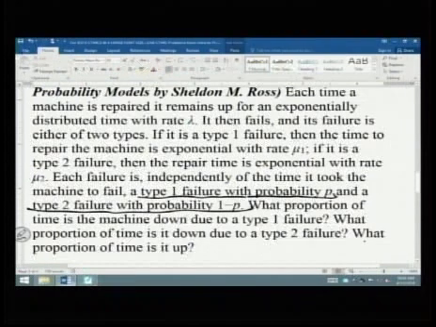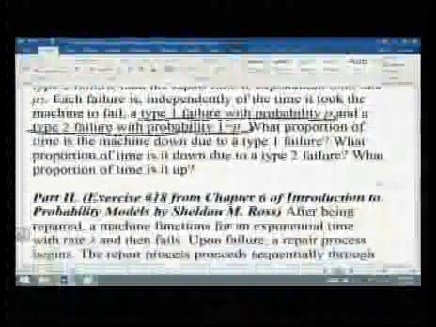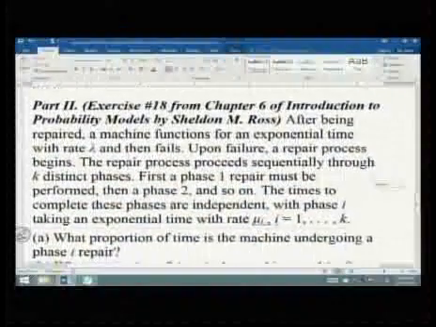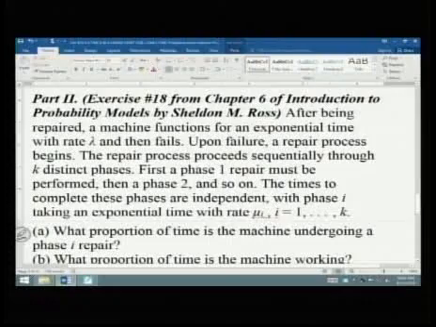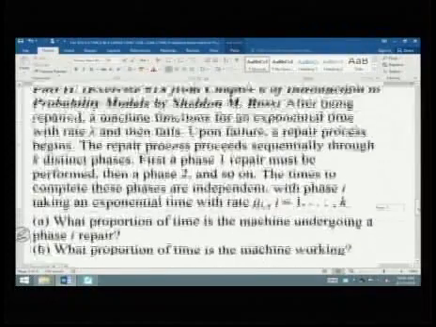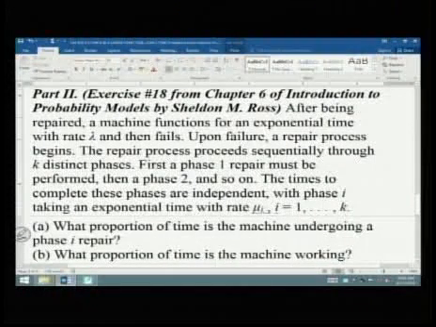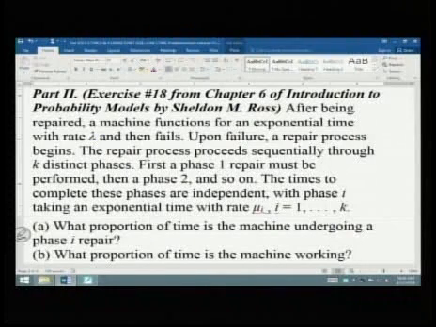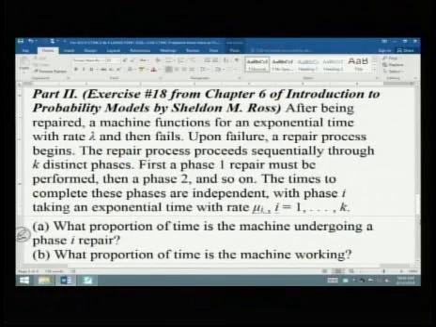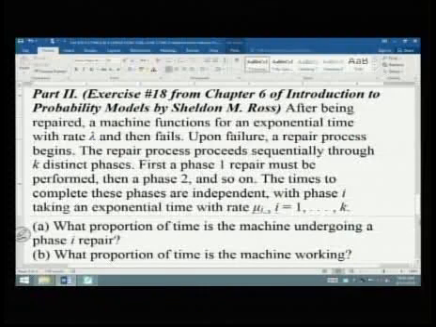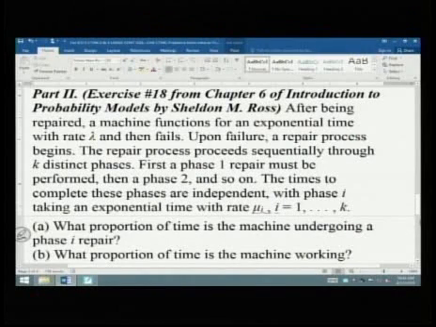Okay, now let's work on the next question, which is part 2. Let me give you a couple of minutes. Why don't you think about how to start this problem? As usual, you need to define the state of the system for your Markov chain model, right? And then you can move on from there.